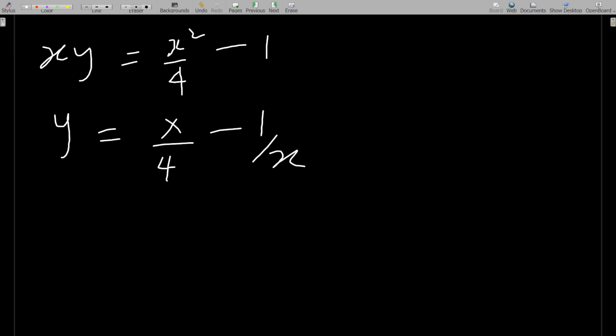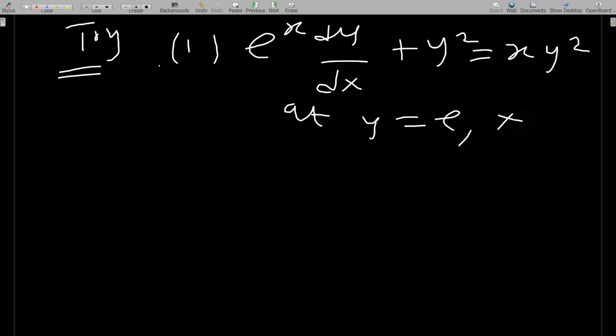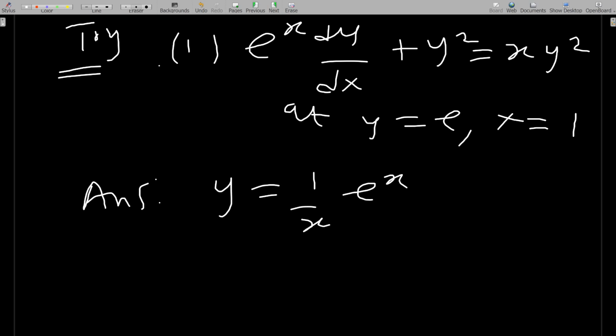So they are very, very simple. The trial I have for you is to solve for these ones. The first question is e to the x dy dx plus y squared equals xy squared. Then at y equals e, x will be equal to 1. Solve for y, and the answer is y is 1 over x e to the x. So solve for these. Make y the subject after everything.